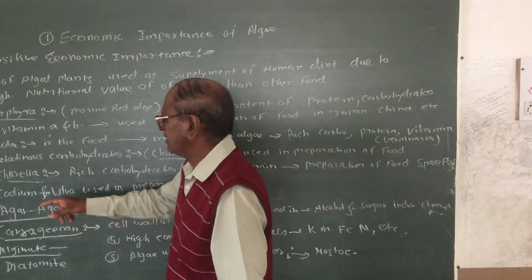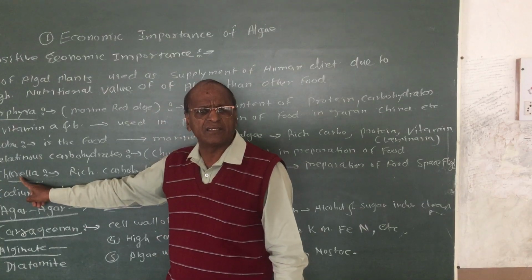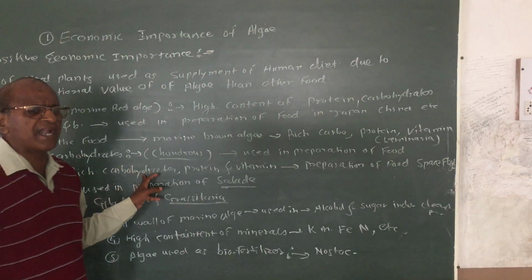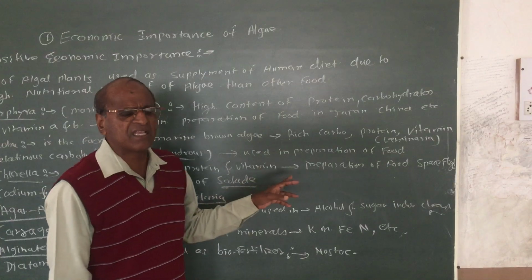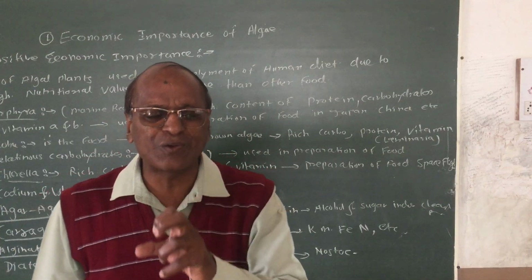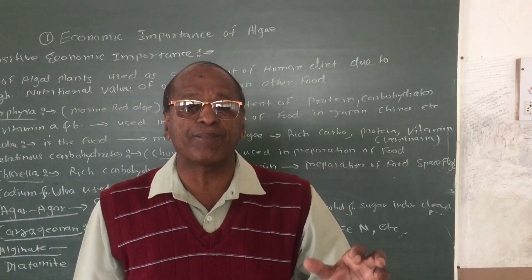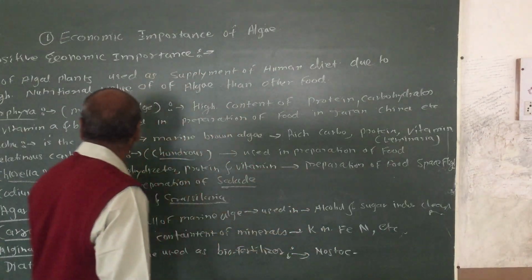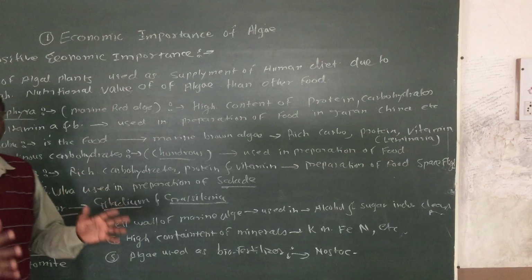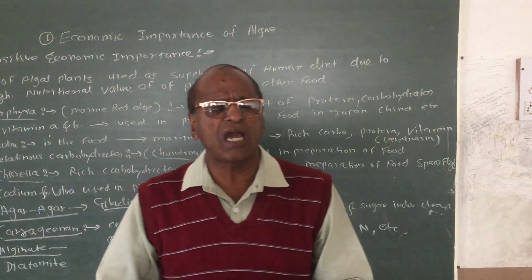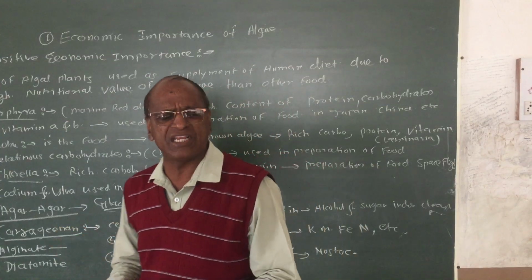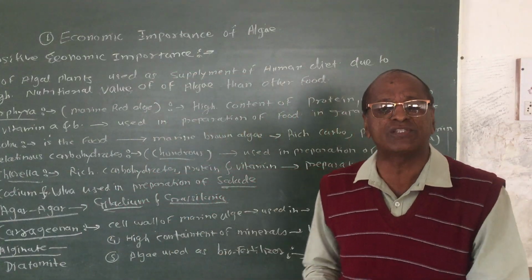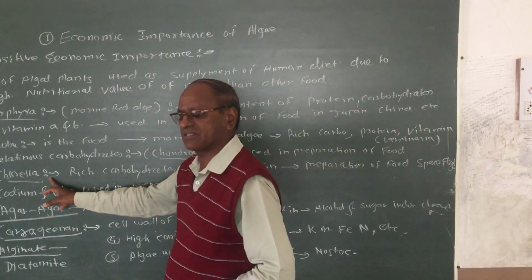The next one, the chlorella, is an algal plant. This chlorella is rich in carbohydrate, protein and vitamins. Hence, this chlorella is used in the preparation of space flight foods. A very important characteristic feature of this chlorella: it contains a high amount of carbohydrate, lipids as well as proteins. Hence, due to the presence of this carbohydrate and protein, specialized foods may be prepared from this chlorella species.